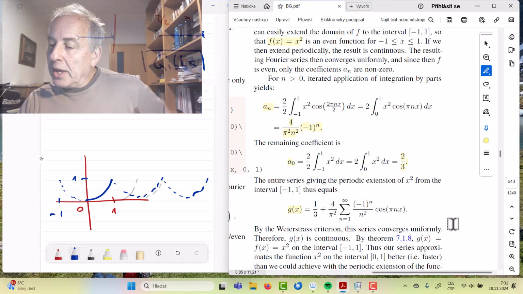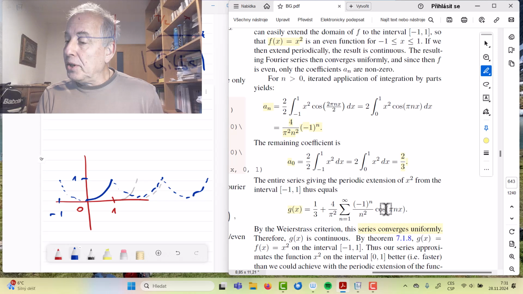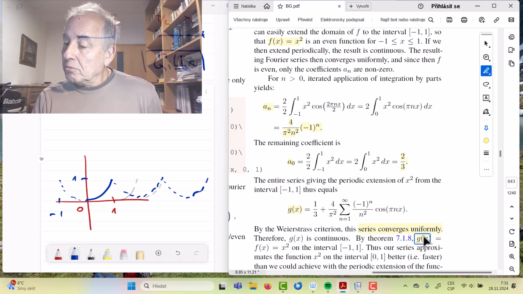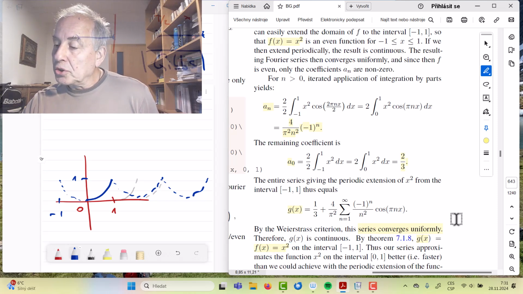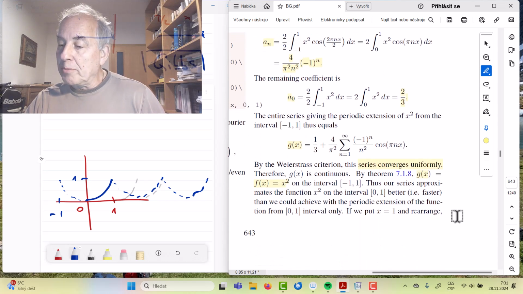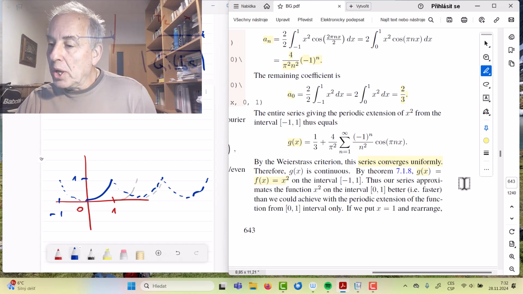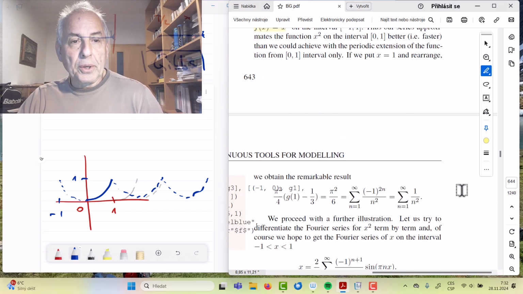And by Weierstrass criterion, this series converges uniformly. We see it, and we know that the g(x) is continuous. Yeah? And by the theorem we already went through, it must be converging to the right thing, to x squared. So you see that our series really approximates the function x squared on the interval 0, 1, and it's a very nice way how to do it.